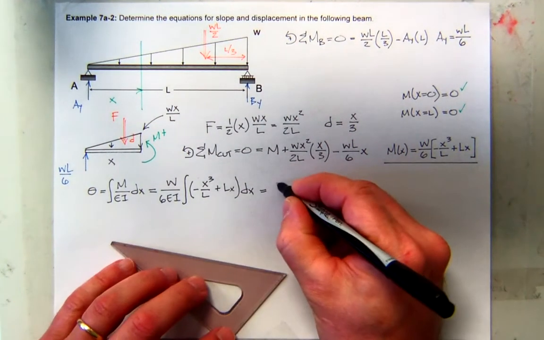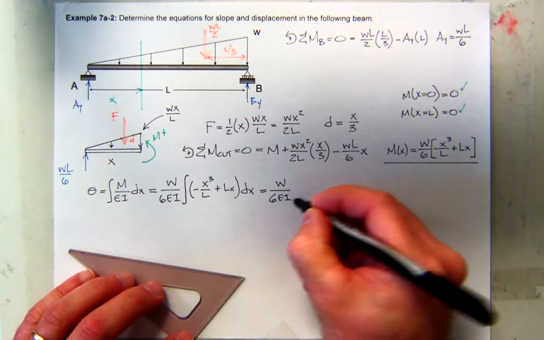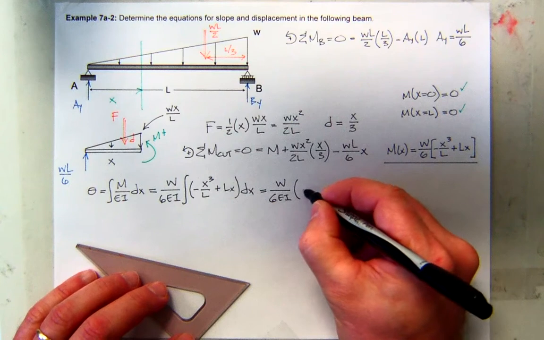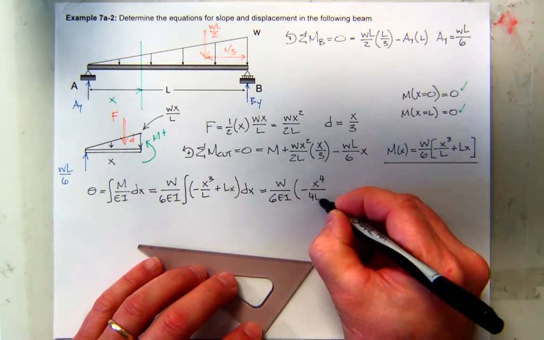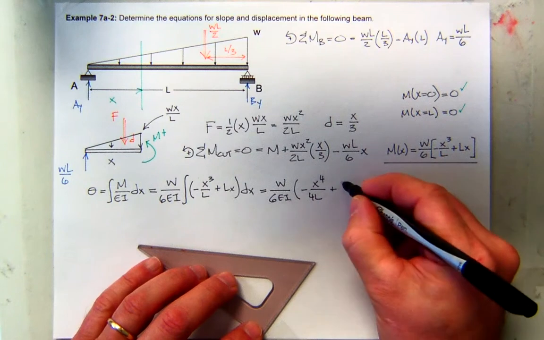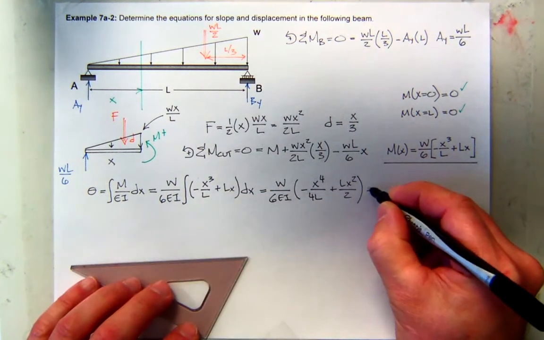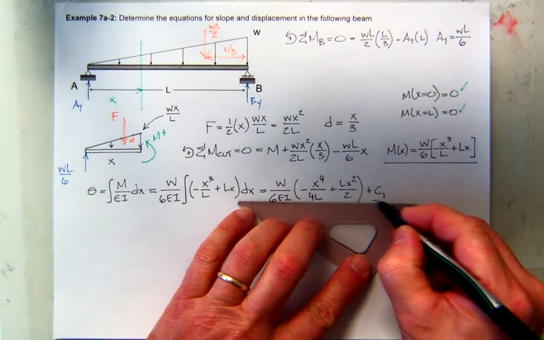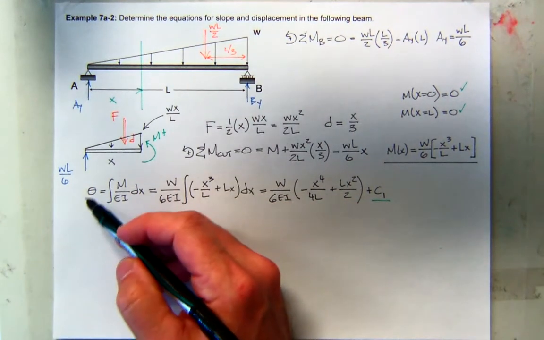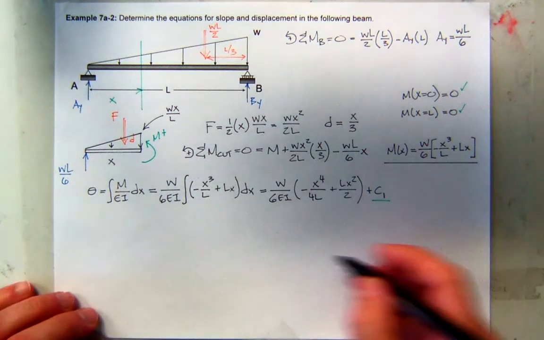So again, W over 6EI, that's my constant. What am I left with? It looks like I've got x to the 4th over 4L plus Lx squared over 2 and an integration constant. So there's my first integration constant, but I don't know anything about slope here. So I just have to let it ride. So we'll integrate it one more time.